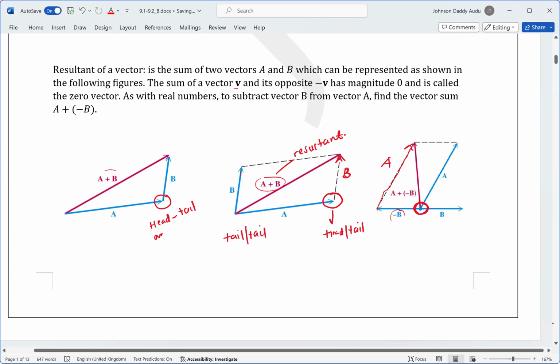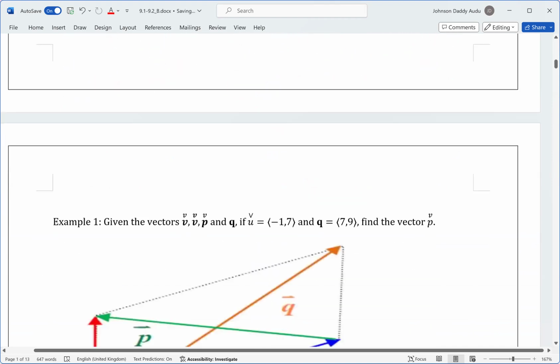So you see now here we can see that there is a head-tail arrangement. You can call it head-tail, right? Now, since there's a tail here, it means that this can be a resultant, which is going to be A plus what? Minus B, because this is now minus B. So this is just how to find resultant vectors.